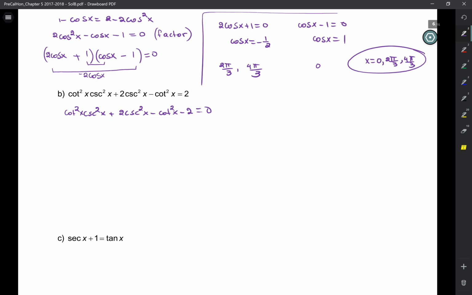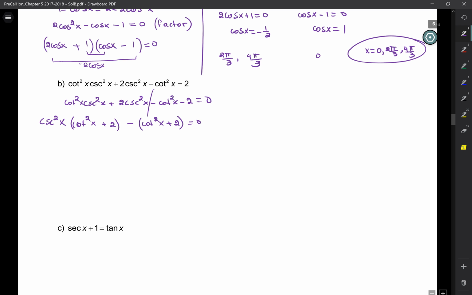Let's factor out a cosecant squared x. We're going to factor by grouping. And we're going to get cotangent squared x plus 2 minus, I'm just going to factor out the minus there. And I'm going to get positive cotangent squared x plus 2. Okay. So I have cosecant squared x minus 1, cotangent squared x plus 2 equal to 0.